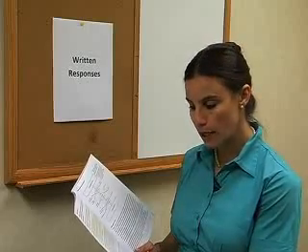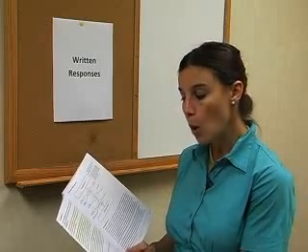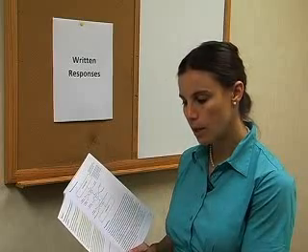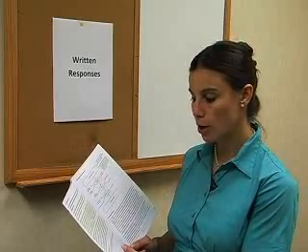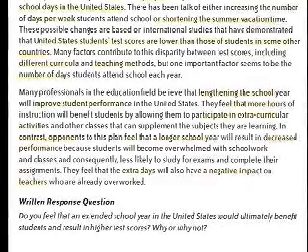Recently, the federal government has proposed a possible increase in the number of school days in the United States. There has been talk of either increasing the number of days per week students attend school or shortening the summer vacation time. These possible changes are based on international studies that have demonstrated that the United States students' test scores are lower than those of students in some other countries. Many factors contribute to this disparity between test scores, including different curricula and teaching methods, but one important factor seems to be the number of days students attend school each year.